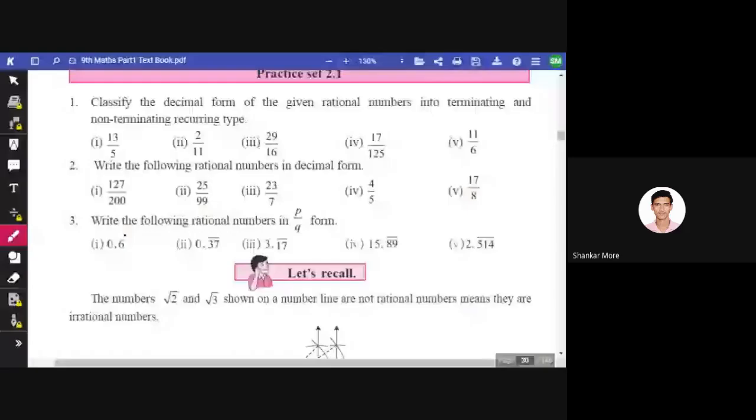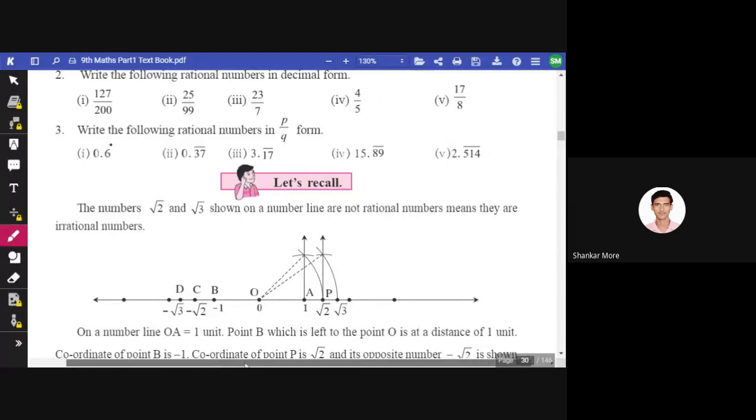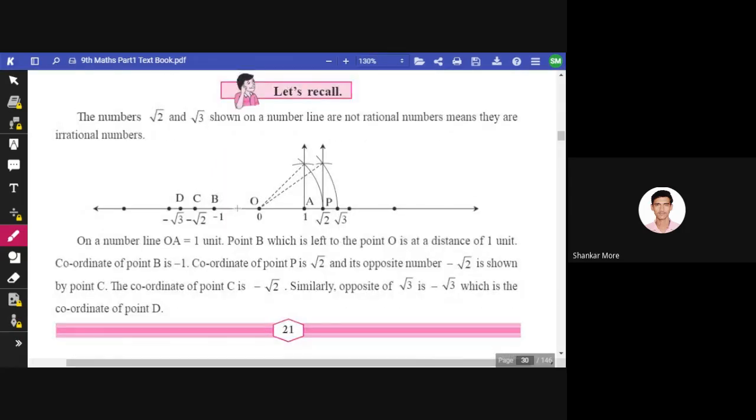So this is the practice set 2.1, which we have already seen in the last class, isn't it? So we have solved almost all the problems from this practice set. And from question number 3, I had given you some problems for your homework. I don't know how many of you have done it. Please keep doing it. Okay, that is beneficial for you.